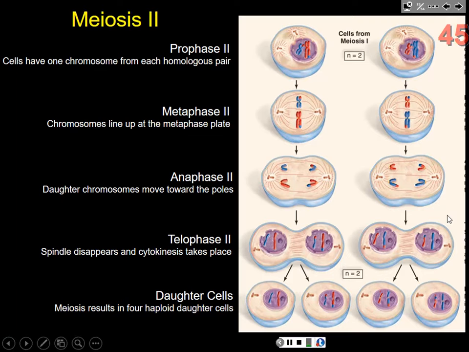If you will just remember, meiosis 1 separates the pairs. Meiosis 2 separates the sister chromatids from each other. If you will remember that, you won't get as confused.